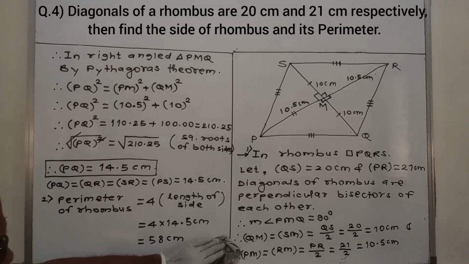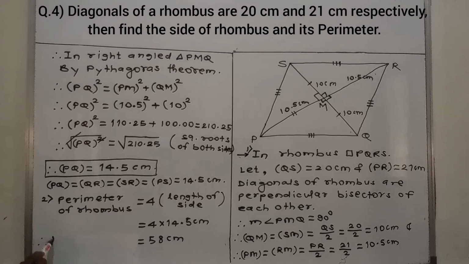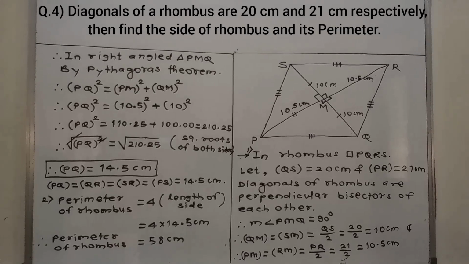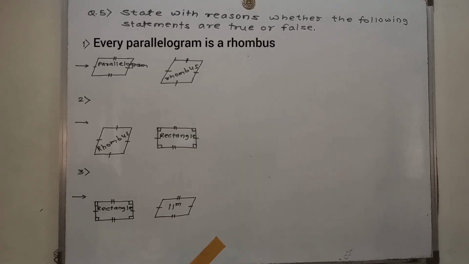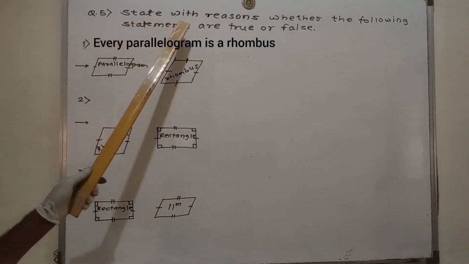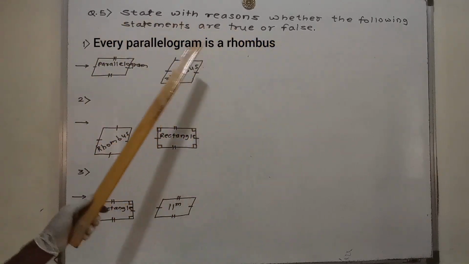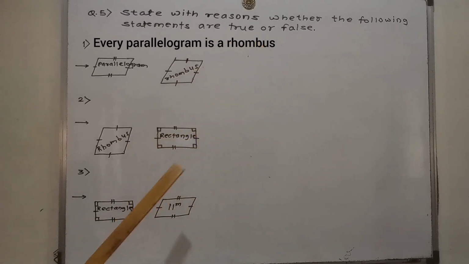Therefore perimeter of rhombus is equal to 58 centimeter. Practice set 5.3, question number 5. State with reasons whether the following statements are true or false.